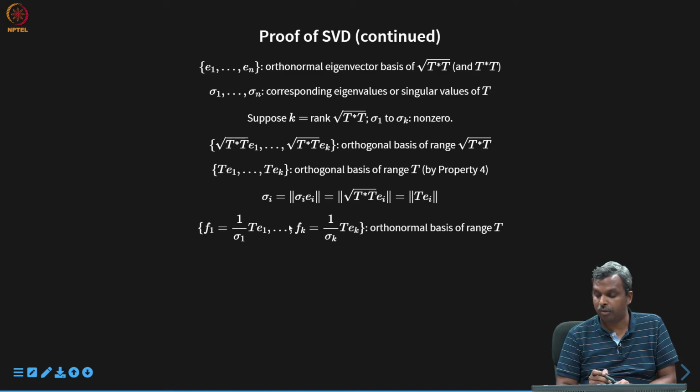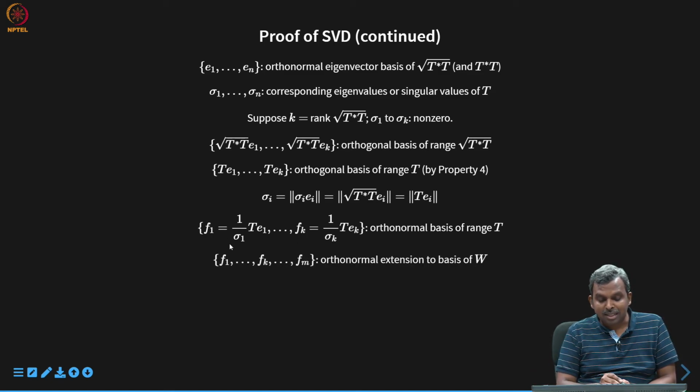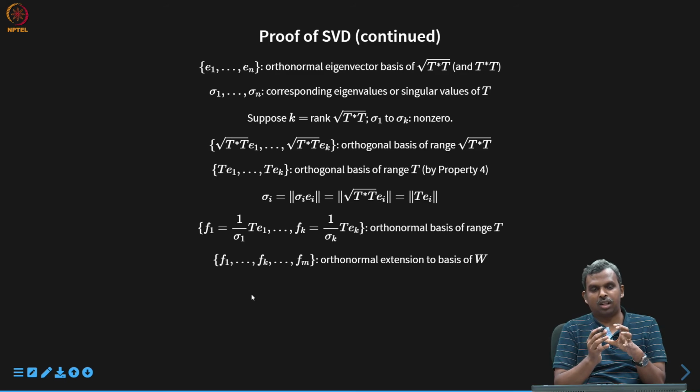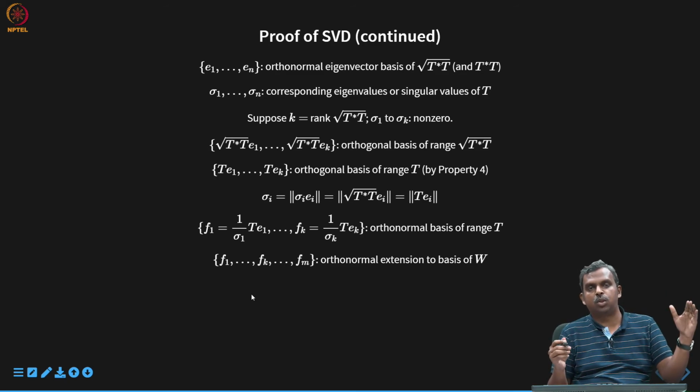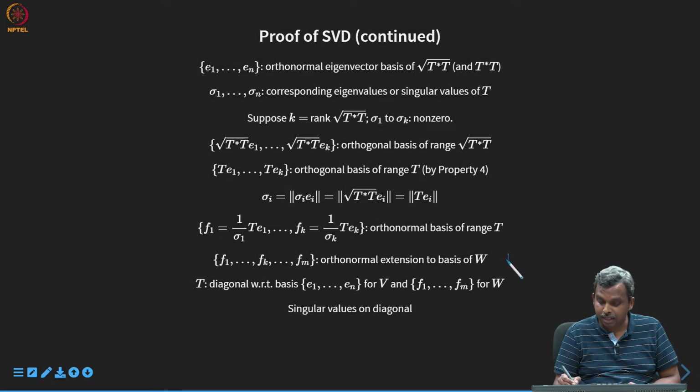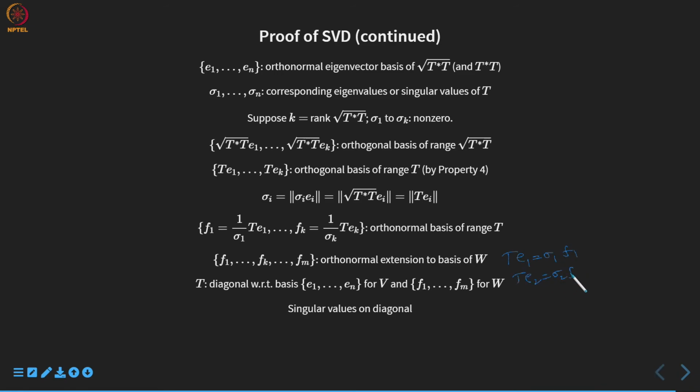You can call this F1 to Fk, and once you do that, you can extend F1 through Fk to an orthonormal basis for the entire W. Find the orthonormal basis for range T in this fashion, and then extend it to all of W, and this will give you all that you want. So in this basis, if you pick the basis E and the basis F, you see that TEi is diagonal. TE1 is sigma 1 F1, TE2 is sigma 2 F2, TEk is sigma k Fk. What is TE(k+1)? All of them are 0.